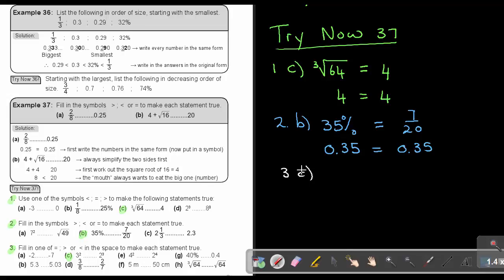This is now 3 to the power 2 and 2 to the power 3. First work it out. You can press it on the calculator, or you can say 3 times 3, that's 9. 2 times 2 times 2, that is 8. And now you can see the mouth always looks towards the big one. So this one will be the biggest one. And this is how we do sums where we put in inequalities or equal signs.